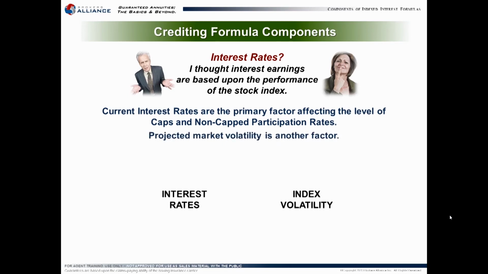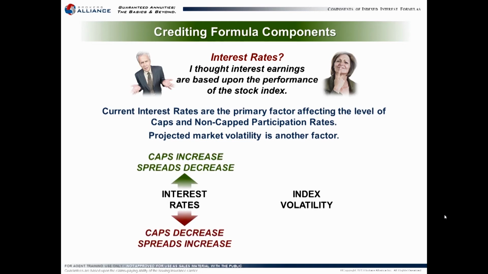The other factor in that is projected market volatility. And without getting into, again, very complex actuarial formulas on this, we can look at this, and particularly for the benefit of our clients, we can take this fairly simply. If interest rates go up, we tend to see caps increase, or if the product is using a spread, the spread will tend to decrease. Conversely, if interest rates go down, we seem to see cap rates decrease, or a spread, if it's using a spread, that spread will get larger.